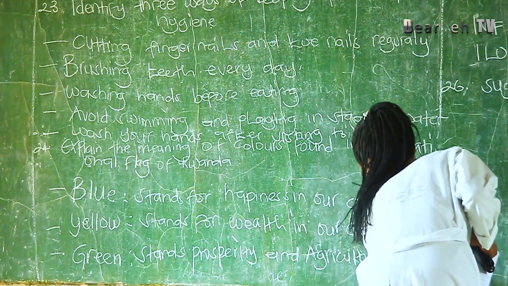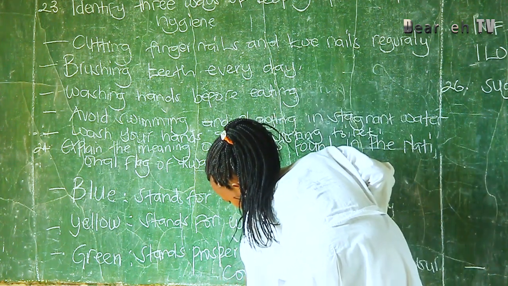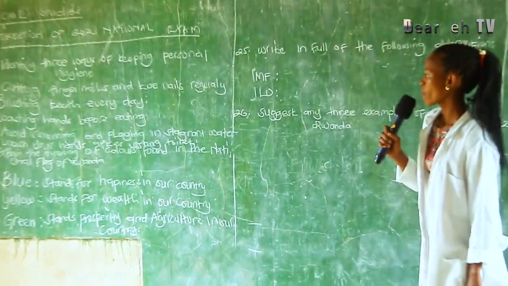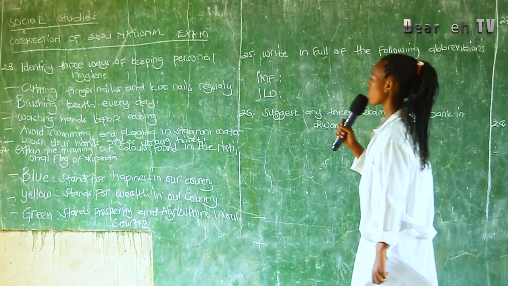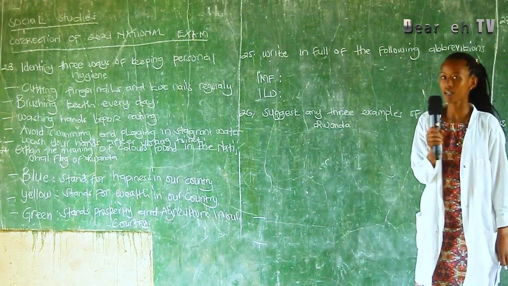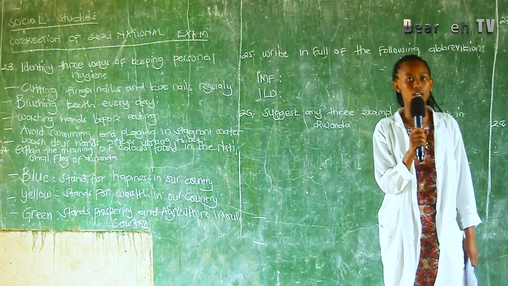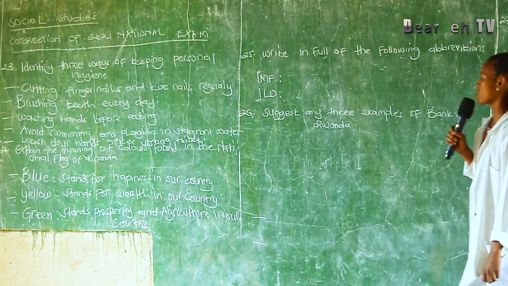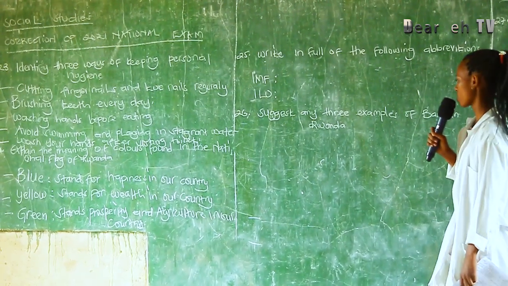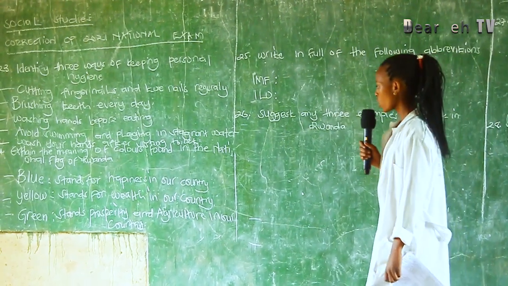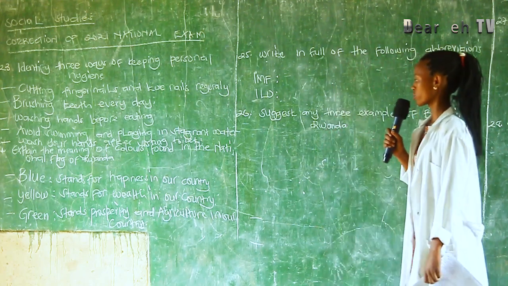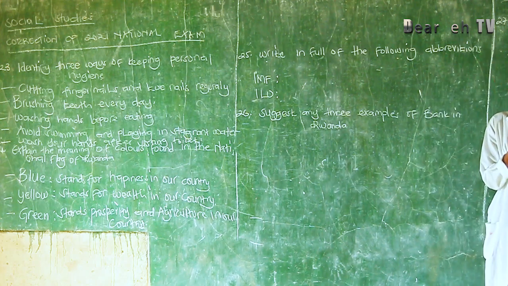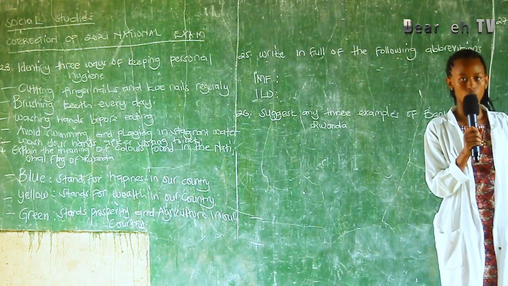in our country. So this is question number 24, which states that explain the meaning of colors found in the Rwanda national flag. So the first color is blue, which stands for happiness in our country. Then the second one is yellow, which stands for wealth in our country. Then green, which stands for prosperity and agriculture in our country.